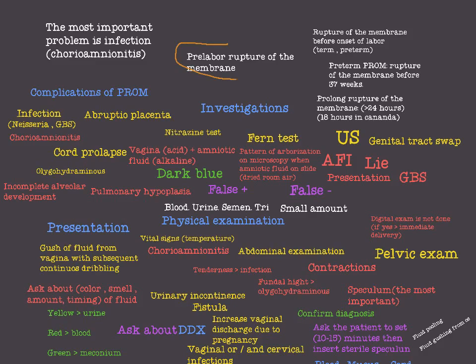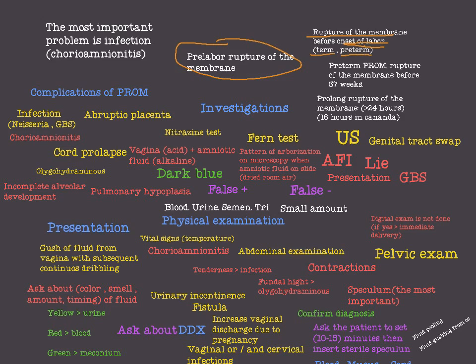Pre-labor rupture of membrane. What is pre-labor rupture of membrane? From the name, it is a rupture of the amniotic membrane before the onset of labor. So it is pre-labor, before the onset of labor, rupture of membrane. This pre-labor rupture of membrane may be term or preterm.